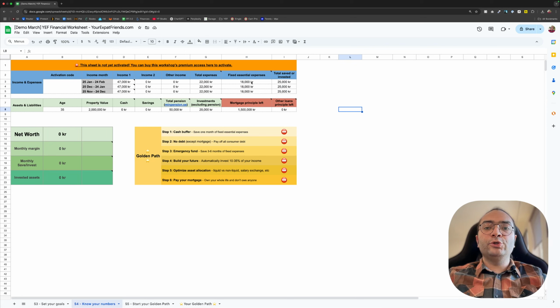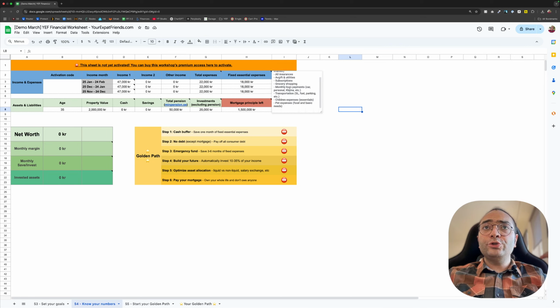Do not include anything that is an extra. Like if you eat out, that is not an essential expense, right? Buying groceries and making something at home, that's an essential, but getting food outside and going out to restaurants every day, that's definitely not an essential expense, right?